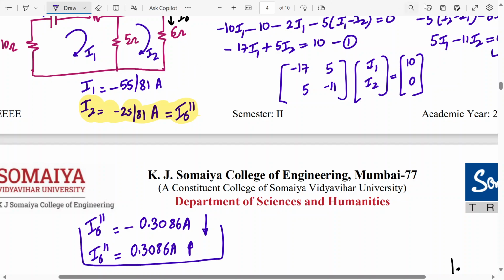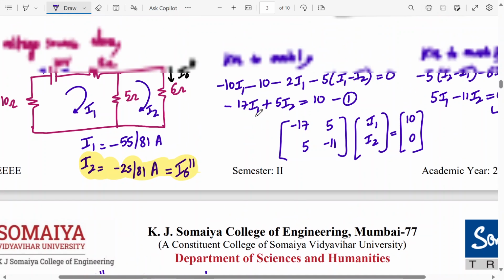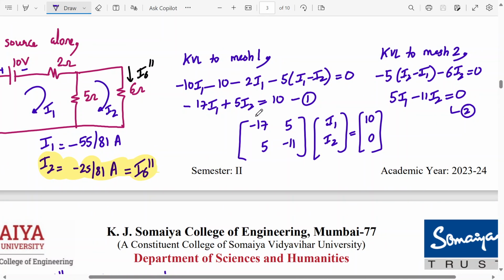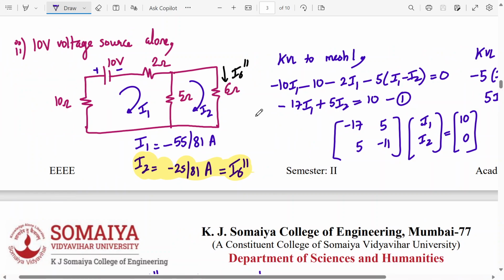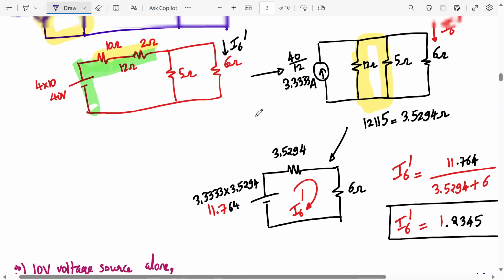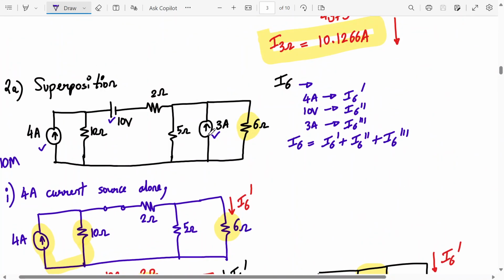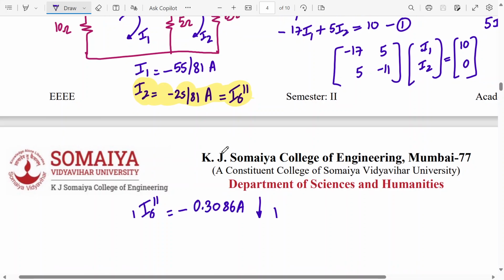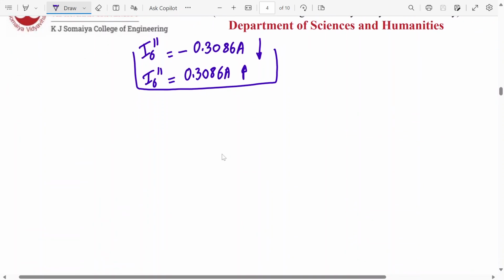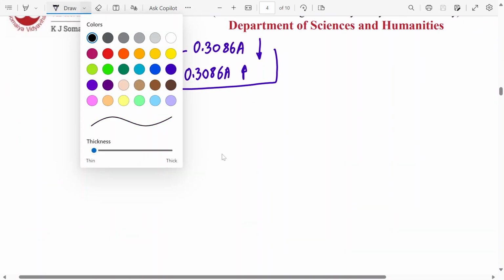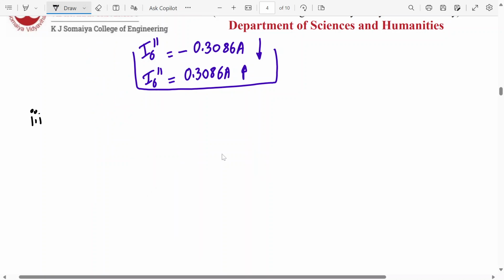Can we go to the next part now? Third part. Yeah, students? Okay. So now we go for the 3 ampere current source. So the 10 volt and 4 ampere sources will be deactivated. So let's start. Third one. You consider the 3 ampere current source alone.